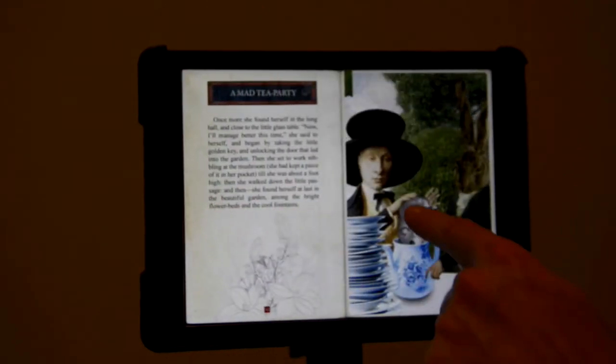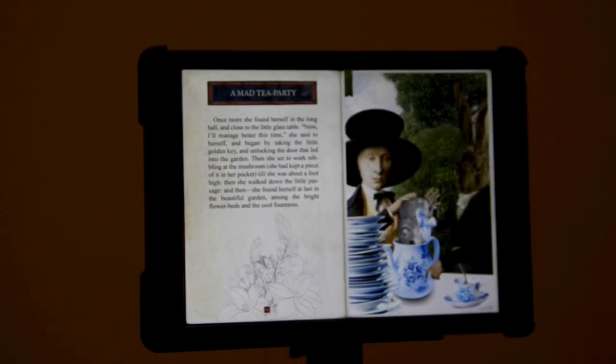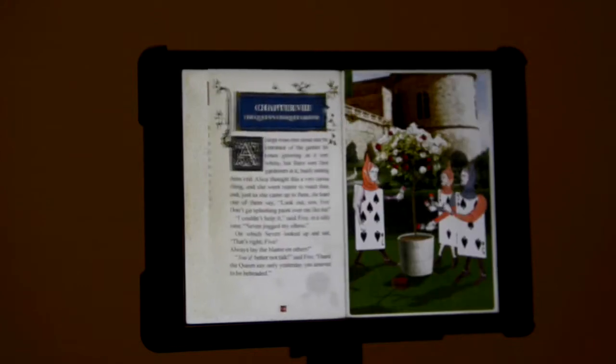The doormat, the door, this time. Once more she found herself in the long hall and close to the little glass table. This is the only game? With sound effect. Now I'll manage better this time.